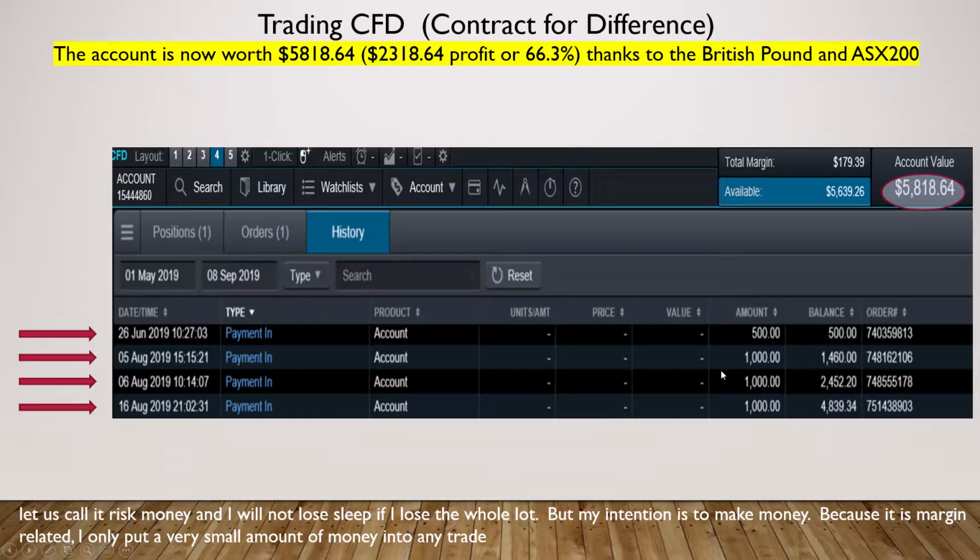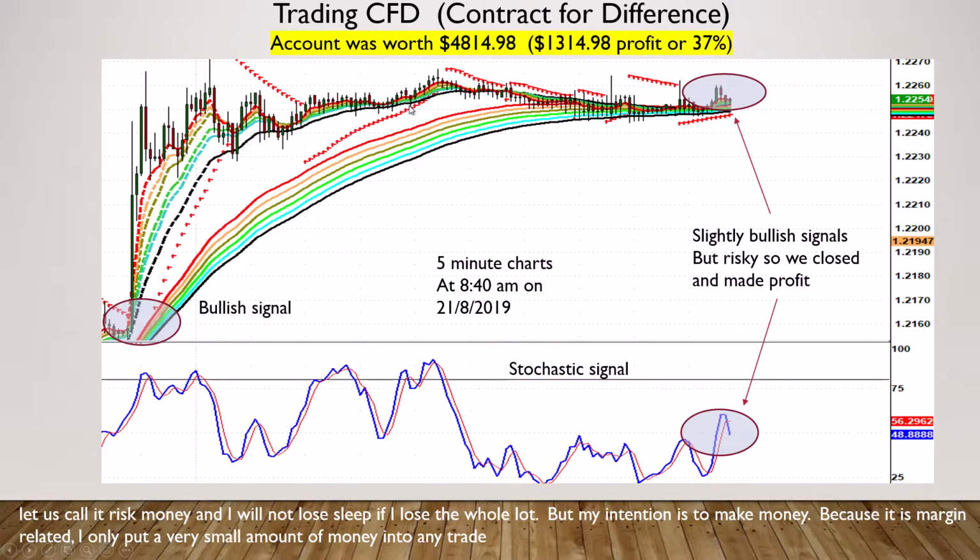Here again are the account and the various dates that we put the money in. Today, by the way, the account is worth $5,818.64. That is 66.3% profit. And again, that's from May till only this morning, which is a Sunday, and today is the 8th of September. Okay, so let me show you how we did it.